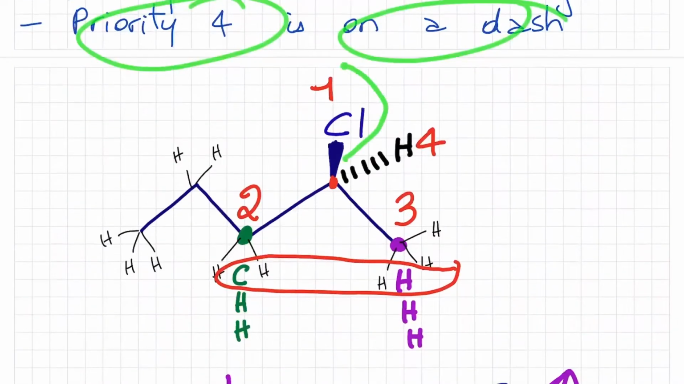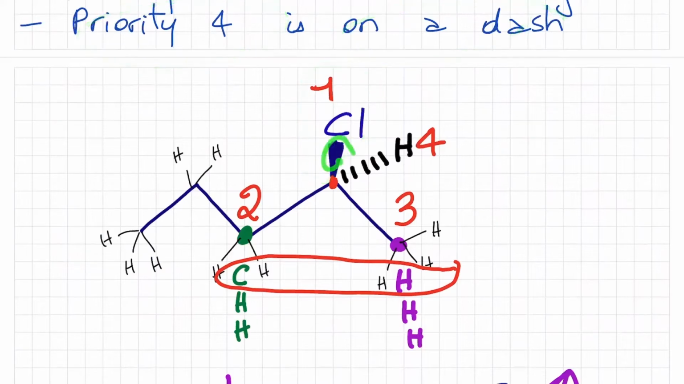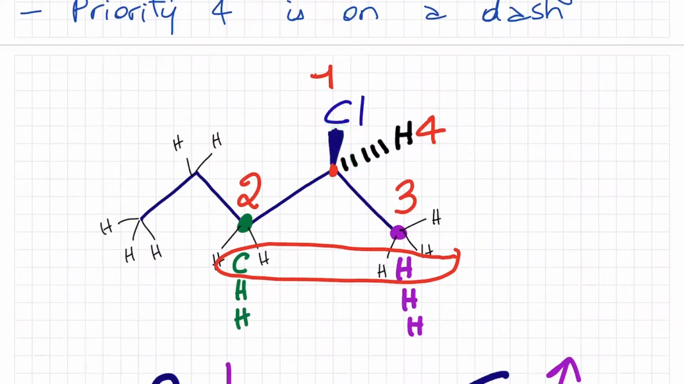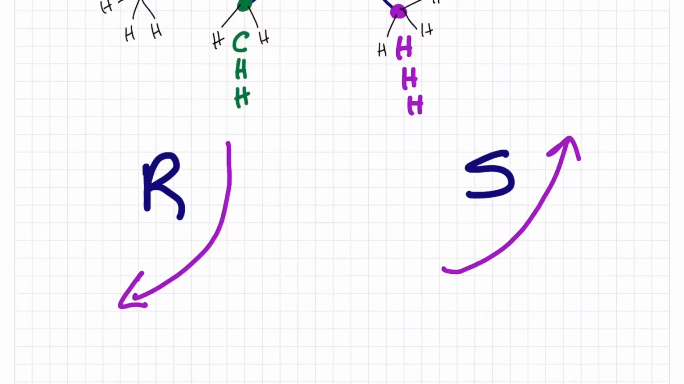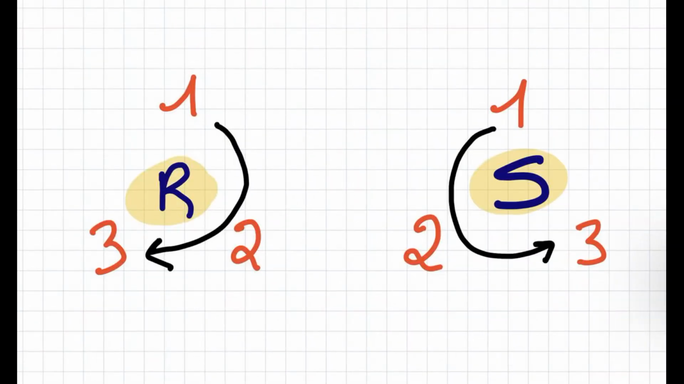The first priority is on this dark configuration, like on a wedge, right? And the fourth on the dash. I like to call this the straightforward configuration. Why? Because then you can quickly proceed to determine if it's R or S. Oh, by the way, what does that mean, R and S? R means that you're going to go in the clockwise direction, and S configuration means we're going to go in a counterclockwise direction. Let's take a look at this.